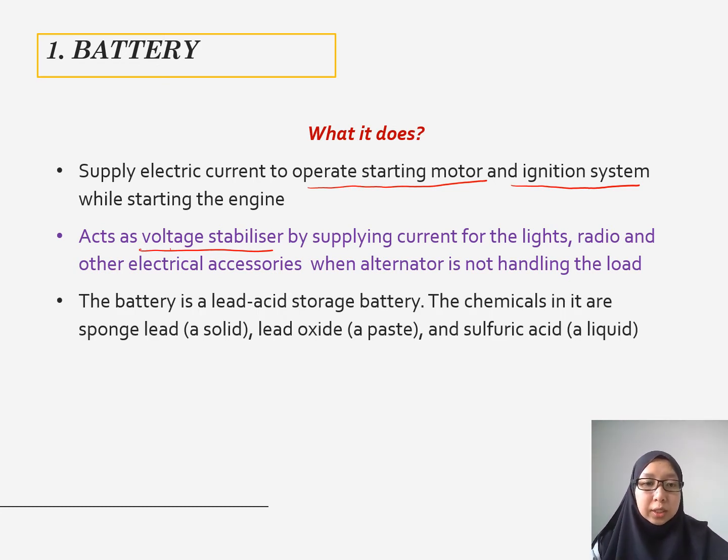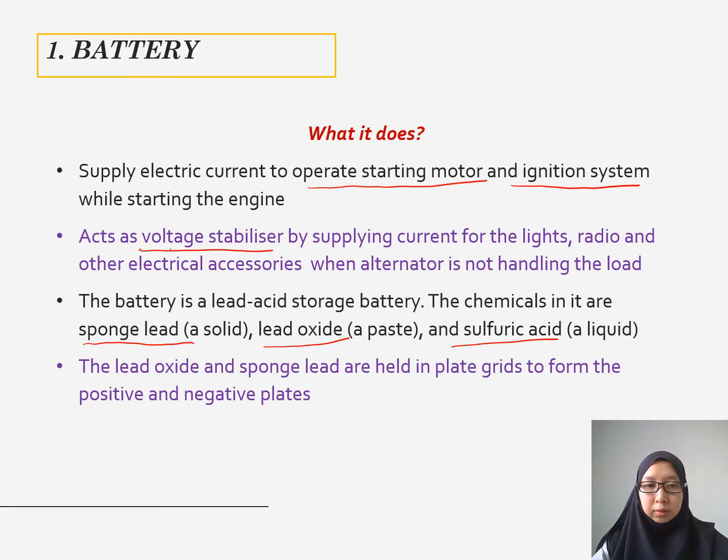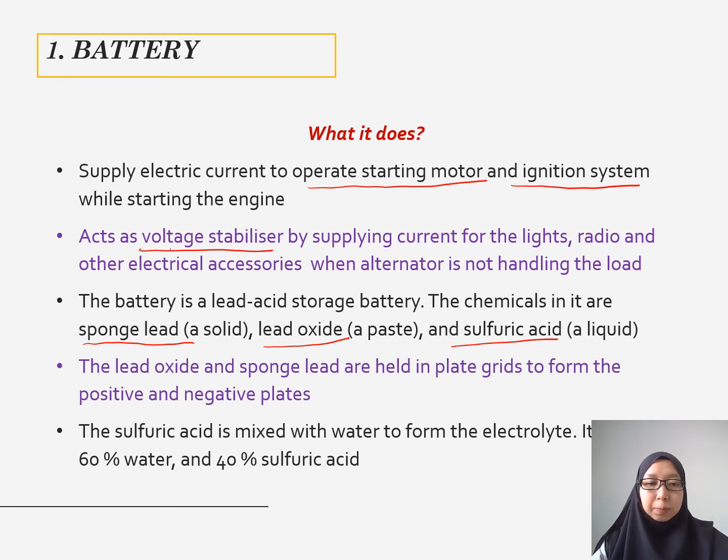Okay, the battery is a lead acid storage battery, so it has chemicals in it which consist of sponge lead, lead oxide, and also sulfuric acid. This lead oxide and the sponge lead are held in plate grids to form the positive and also negative plates. I will show you the figure after this. And this sulfuric acid is mixed with water to form the electrolyte. It consists of 60% water and 40% sulfuric acid.